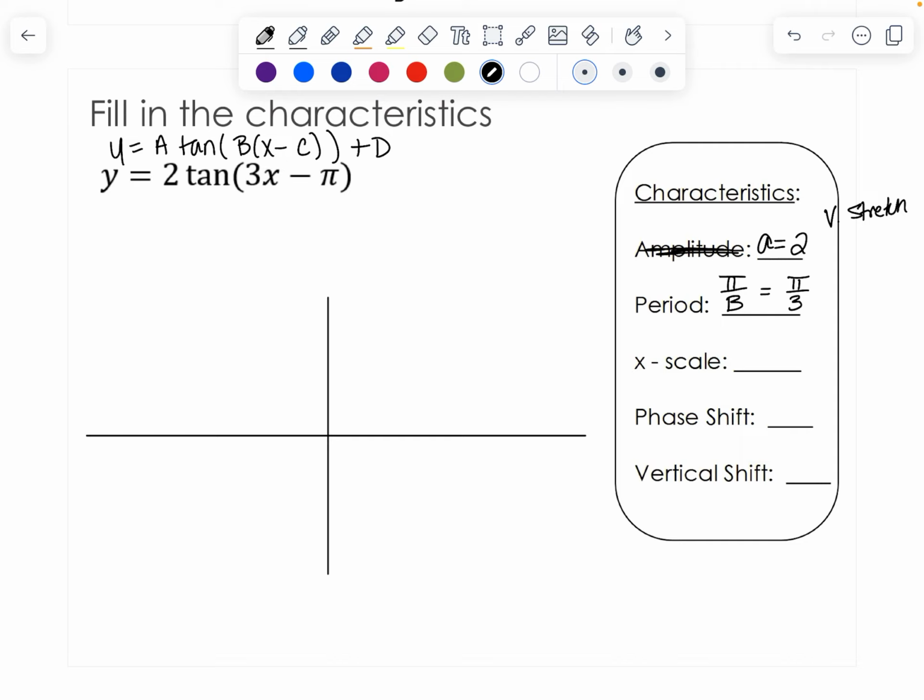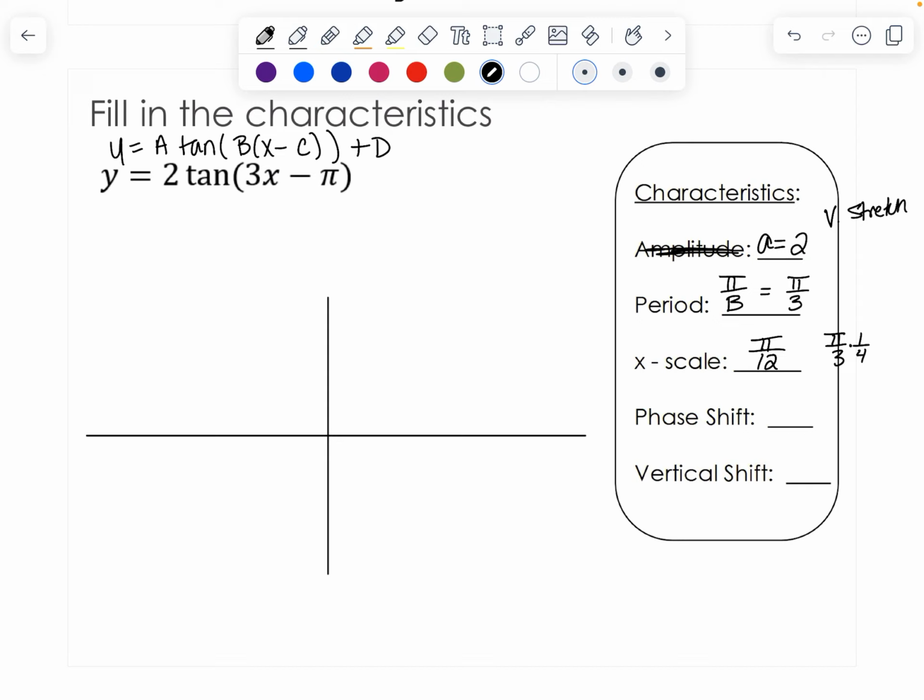And then we have our x scale. So we're going to be taking our pi over 3 and breaking it into equal fourths. And so that means we're going to be counting by pi over 12s. Pi over 12s for this one.